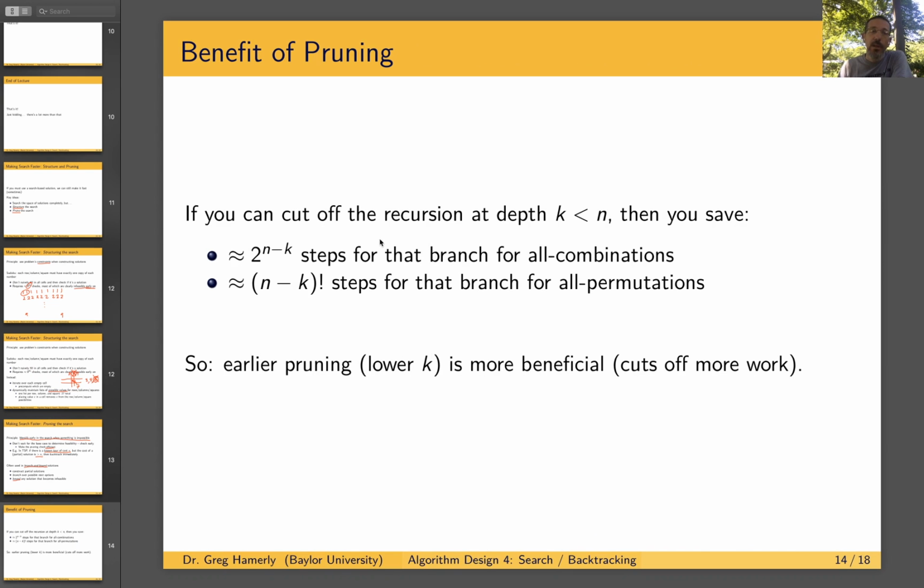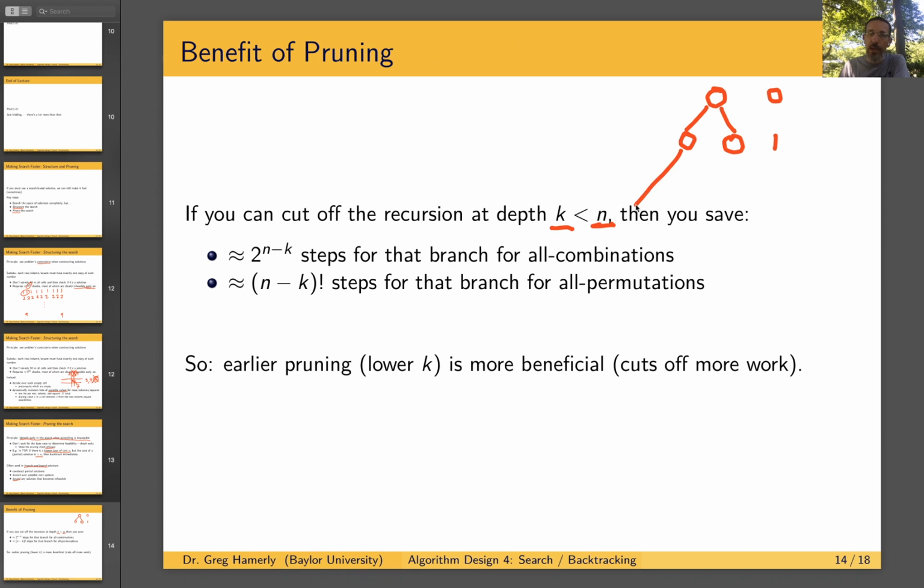I just want to highlight that when you're pruning, if you can cut off the recursion that you're dealing with at a depth of k, so you are here and you recurse here, so here we're at depth 0, depth 1, and so on. If we can cut it off at depth k from our start of the recursion, and there are n possible steps of recursion, then you have saved 2 to the n minus k steps for that branch, or n minus k factorial steps for that branch, depending on whether we're talking about all combinations or all permutations.